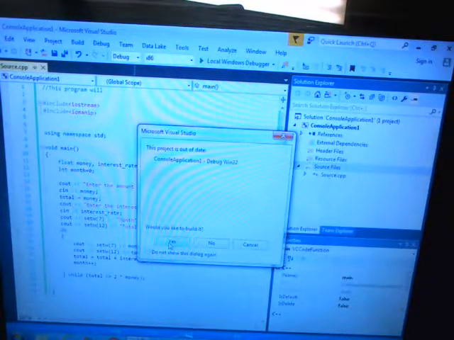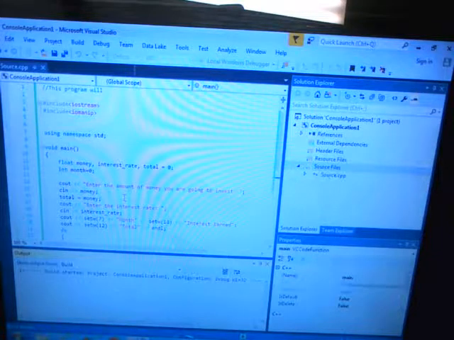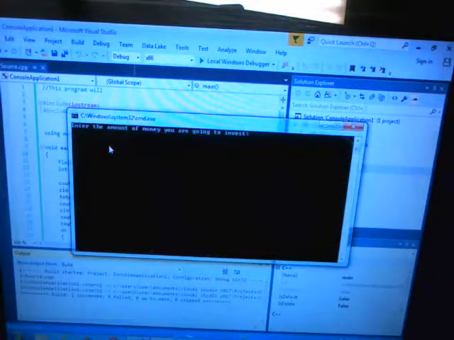Wait, we don't have an output. We want another output. I'm going to try it first and see if I like it. If not, I'll put another output. Be patient. You don't like it already? All right, how much money are you going to invest? $100. 3%. 20%.